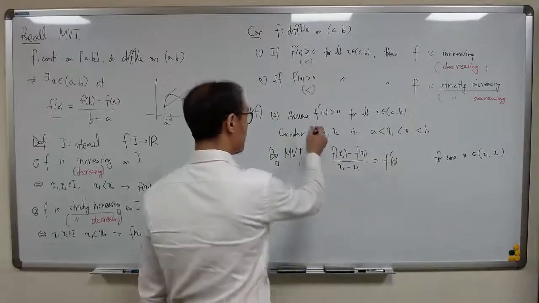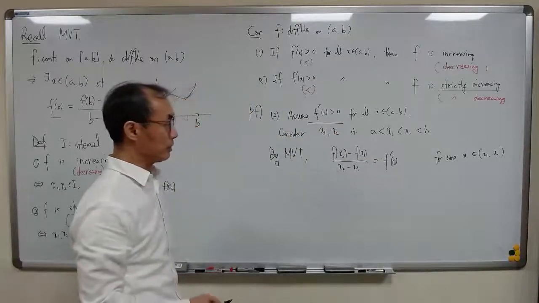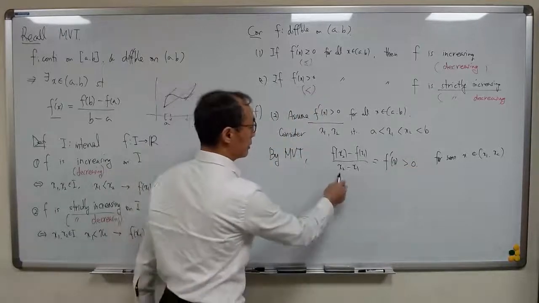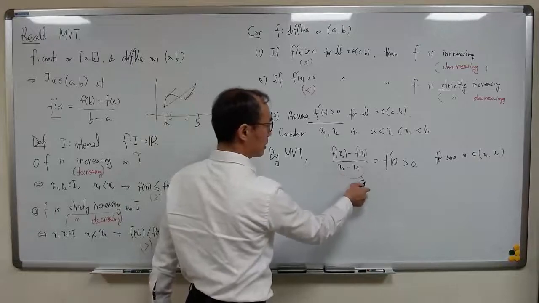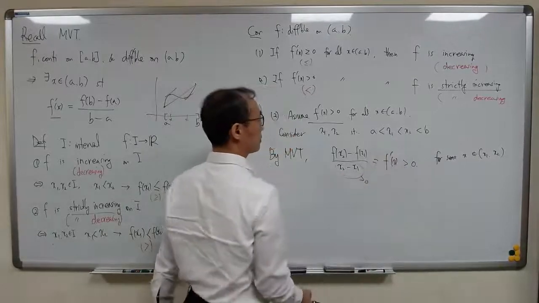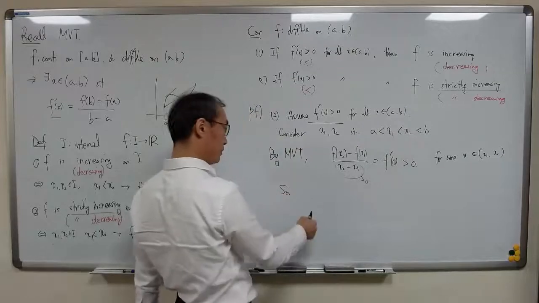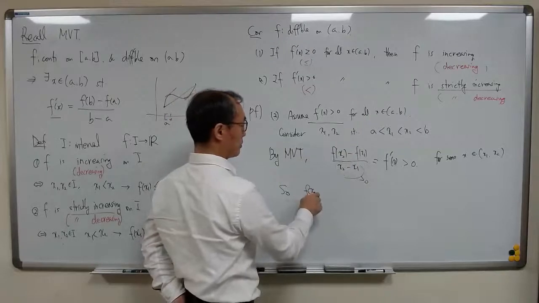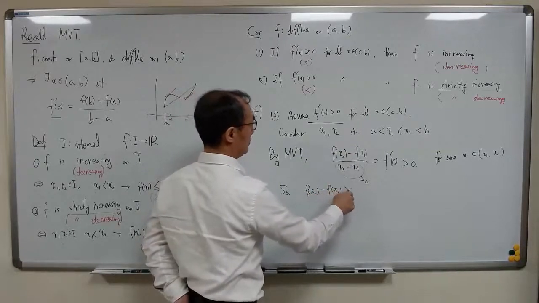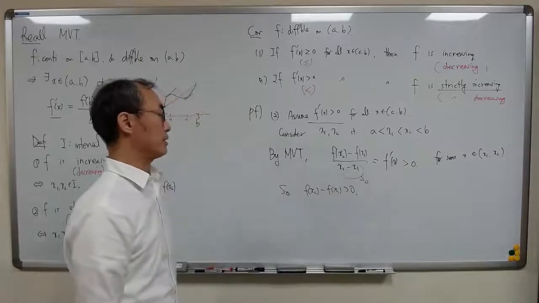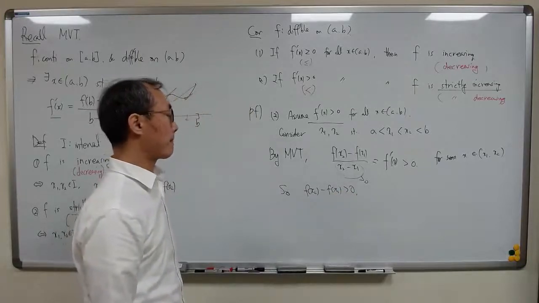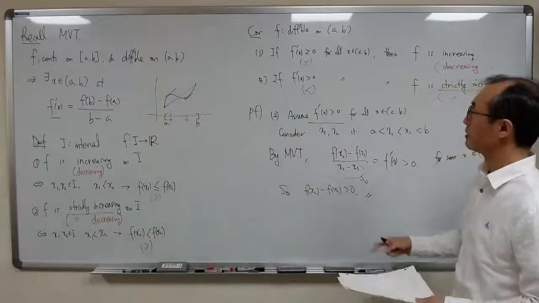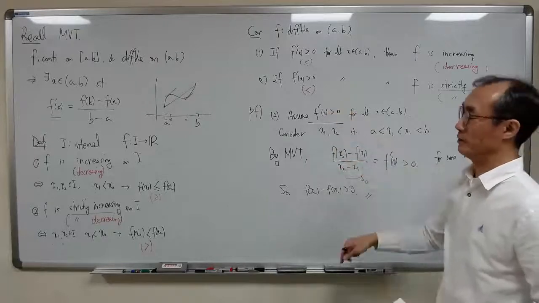Anyway, in this case, we assume the derivative is always strictly positive. And this quantity x2 minus x1 is strictly positive, since x1 is smaller than x2. So the numerator should be positive too. f of x2 minus f of x1 must be strictly positive. So we prove the strictly increasing property from the sign of the derivative.